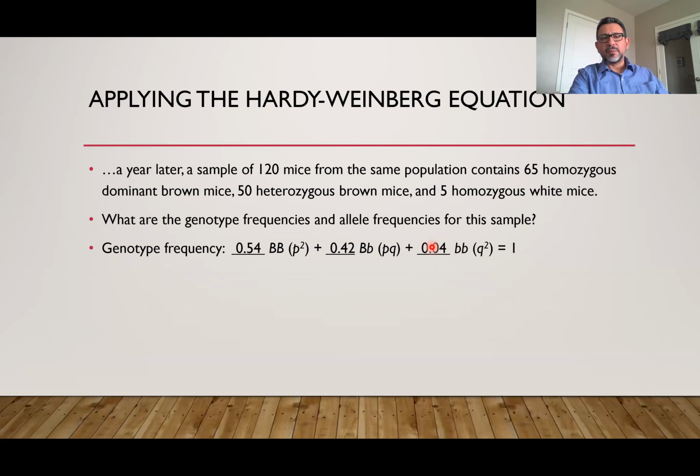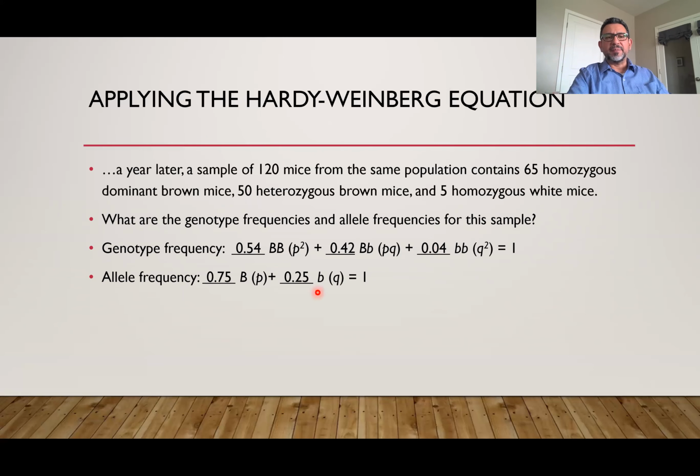And so what about the allele frequencies? If we have 120 mice, twice that, 120 times 2, will give us the total number of alleles. And so you have to take account of how many brown alleles: 65 times 2 plus 50, divided over 240, you come up with this number. For white, you take 5 times 2, that's 10, plus 50, that's 60, divided by 240, and you come up with this number here.